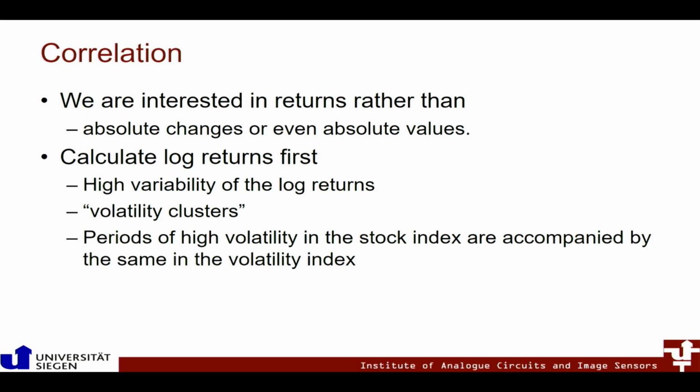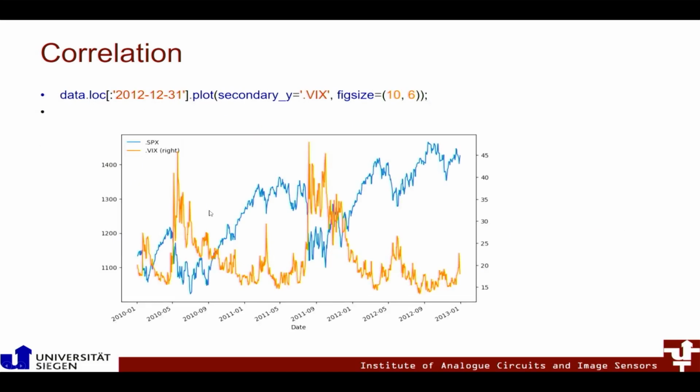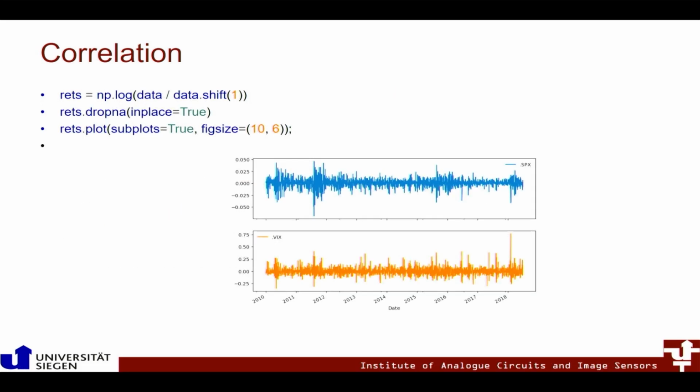So in order to find correlation, remember we are interested in returns rather than absolute changes or even absolute values. Okay? So we are not interested in what's the value of a share, but if I have this share, what am I going to get out of it? Not the exact money. So one idea would be to calculate the log returns first and then find these volatility clusters. If you do the log return value, so this was just plotting the absolute numbers, and if you plot the log return value, then it starts looking very, very correlated with one another. Okay?